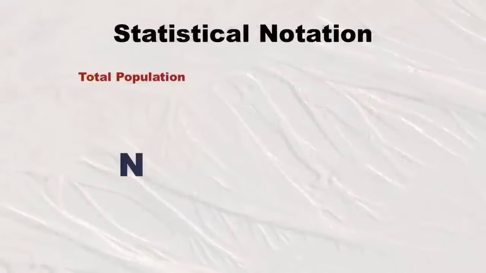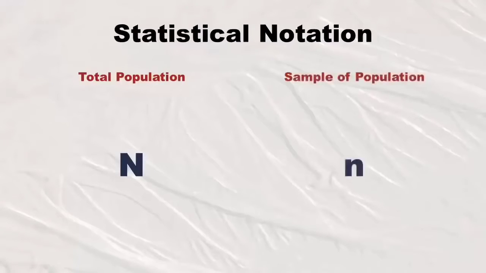I want to just do a shout out to statistical notation. So from now on, when we see a capital N, like let's say you saw a capital N equals 25, then you can assume that 25 means a population. That's just kind of a secret code we use in statistics.